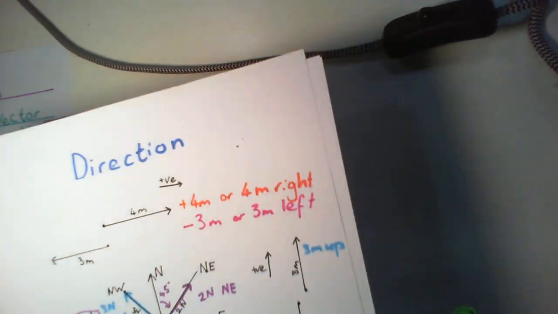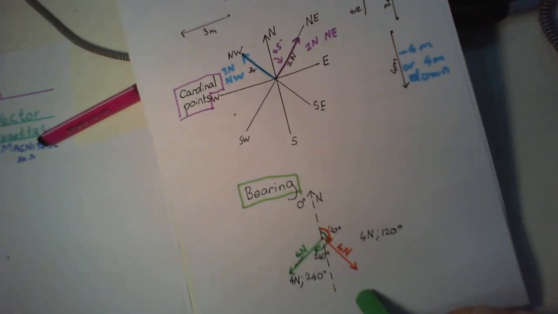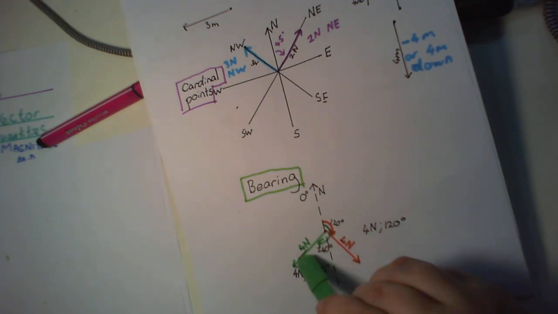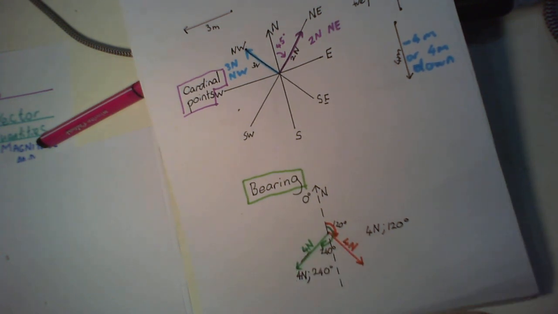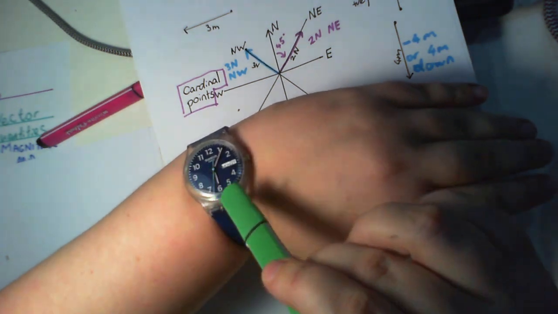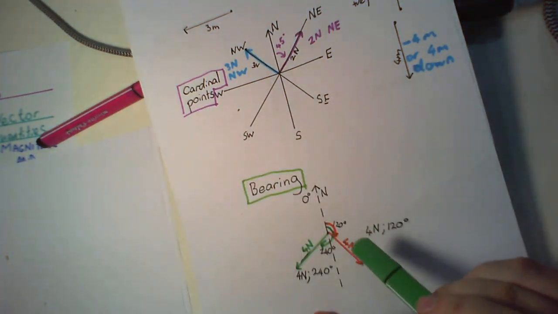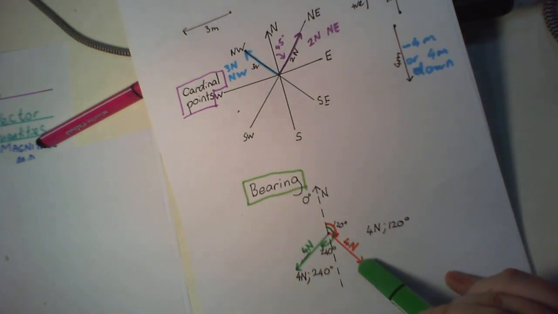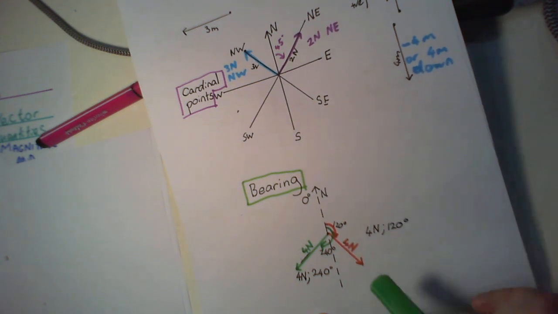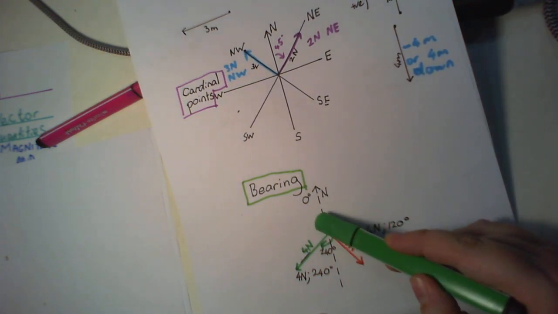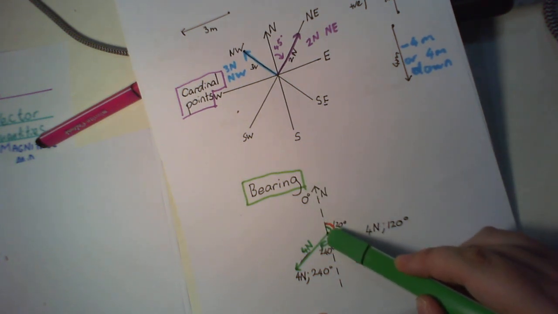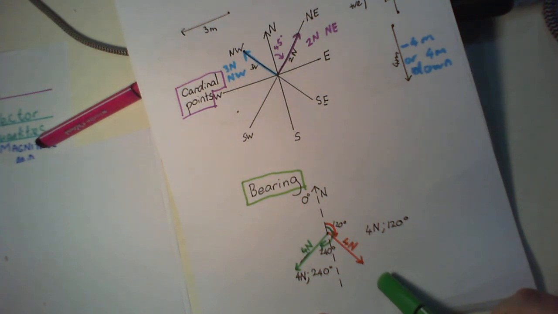Next, we have bearing. Bearing is related to this, but we only worry about the north point. We measure bearing in a clockwise direction from north. If you have an analog clock, you'll see we go clockwise. In this example, the orange vector is 4 newtons at a bearing of 120 degrees. And you measure that bearing with your protractor. From the north, we measure 120 degrees and we have our bearing.